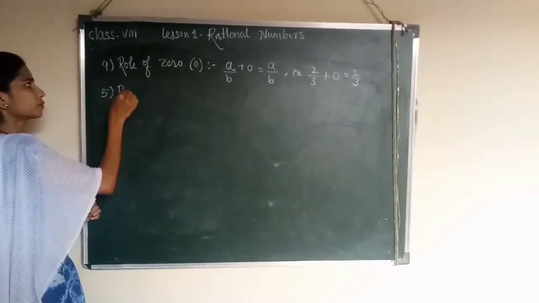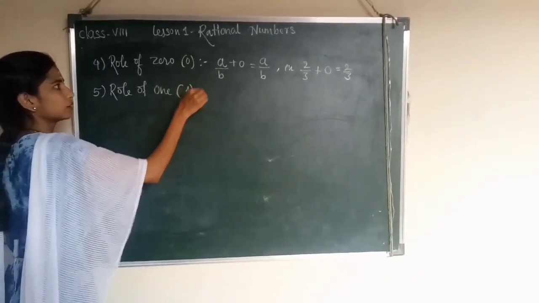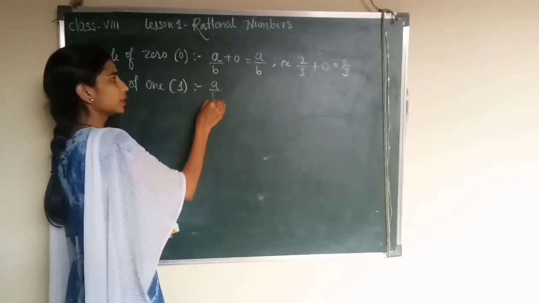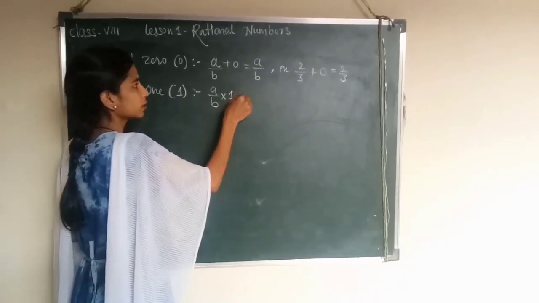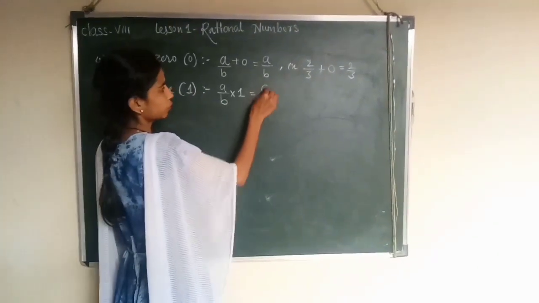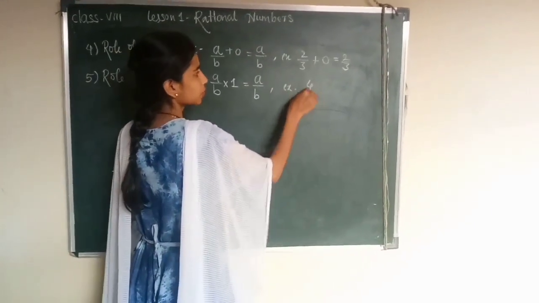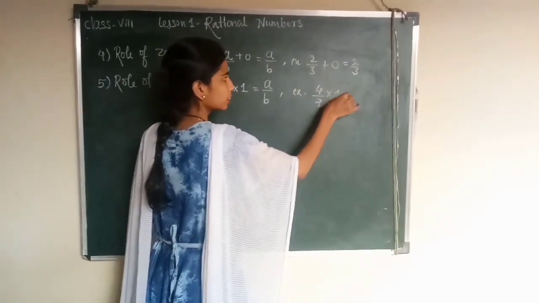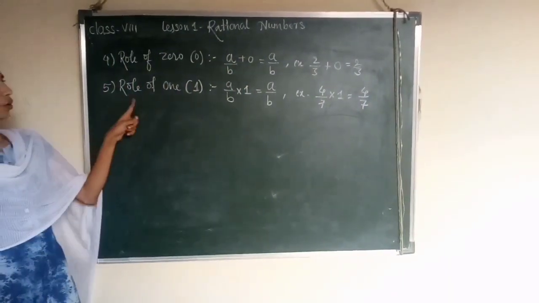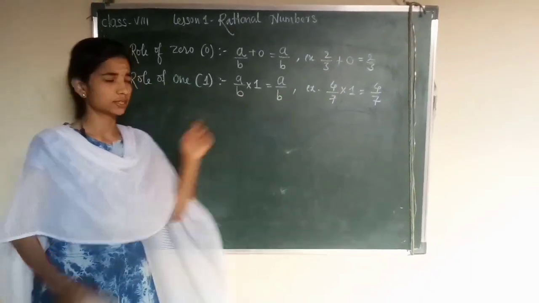Next one, role of 1. So now we'll see what is the role of 1. When you multiply any rational number by 1, what will you get? You will get the number itself. Example, 4 by 7 into 1 is 4 by 7. So what is the role of 1? If you multiply any number by 1, you will get the number itself.